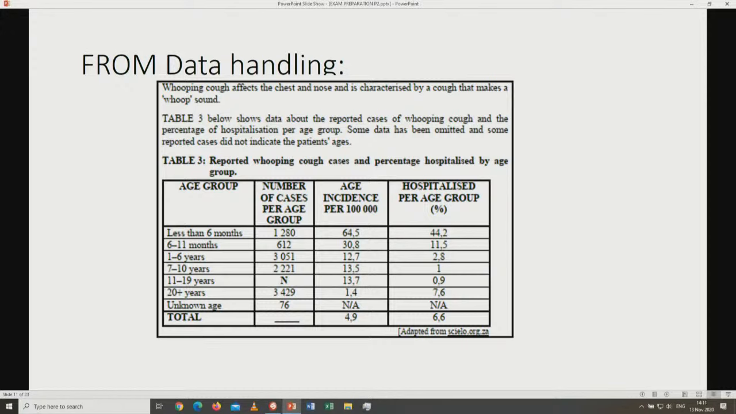Because if you're just going to start and you did not acquaint yourself with this table, you are not going to know what is expected of you to do. Or you're going to be maybe lost somewhere in this whole thing. So let's just look at the first line. They say, the children that are less than 6 months.